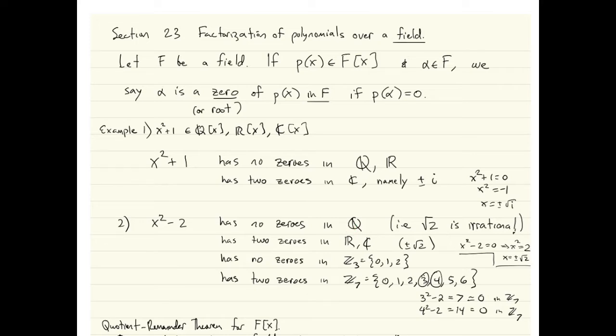But if we go to the real numbers or the complex numbers, this polynomial does have roots, because the roots are plus or minus the square root of 2, and the square root of 2 is in the real numbers. It's also in the complex numbers.